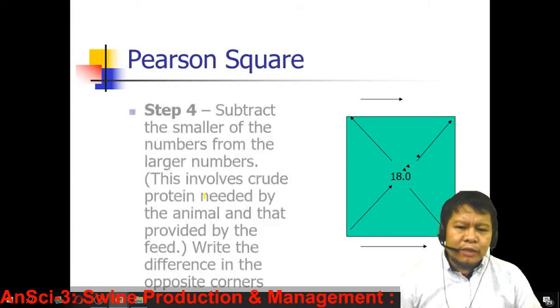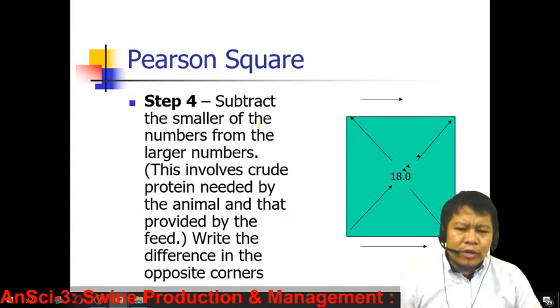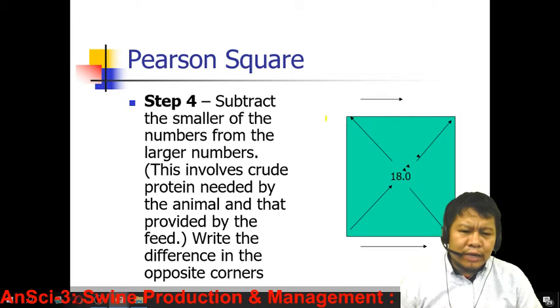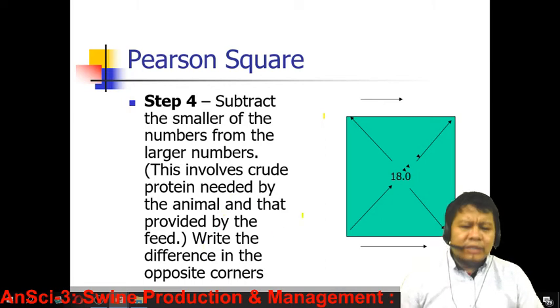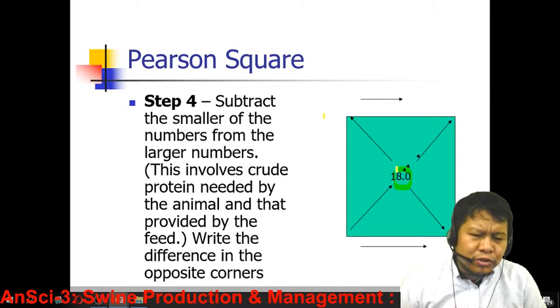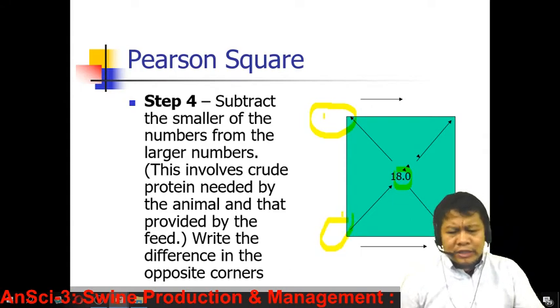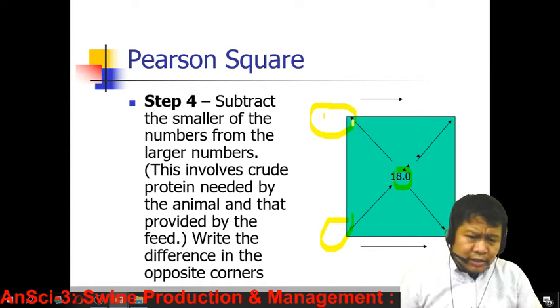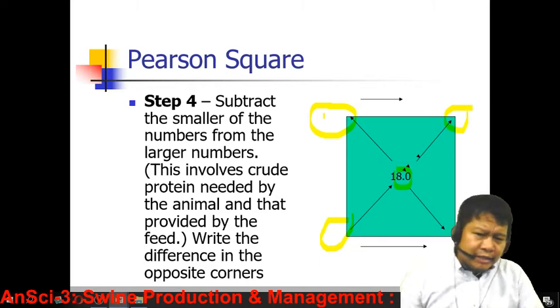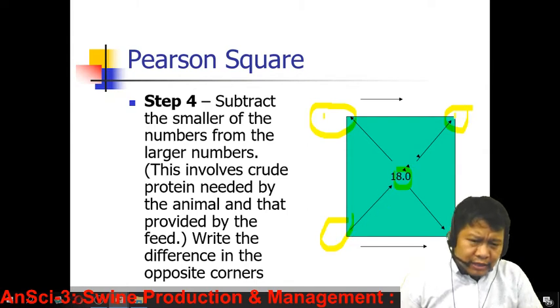Next move. Subtract the smaller of the numbers from the larger numbers. This involves the crude protein needed by the animals and that provided by the feed. So this is what the animals need, and we subtract the crude protein in the feeds that we will use. Then write the difference in the opposite corners. The answer of the subtraction we put on the other side. For example, 18 minus this gives the answer here, and that minus this gives the answer on the other side.